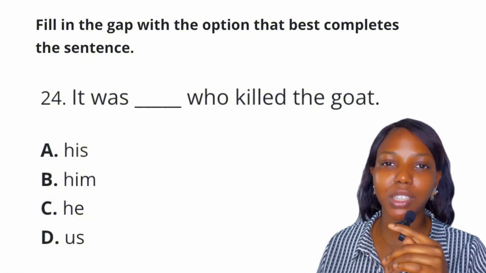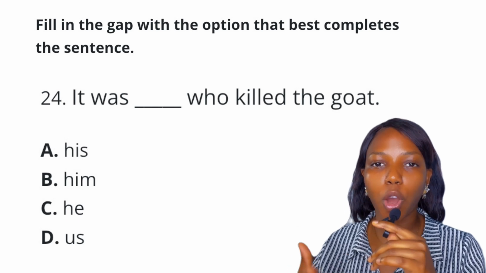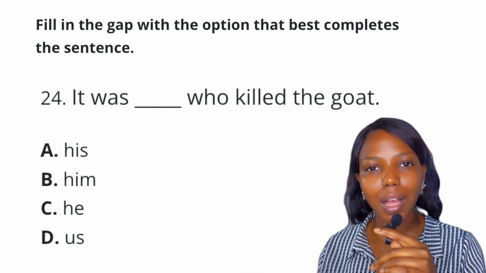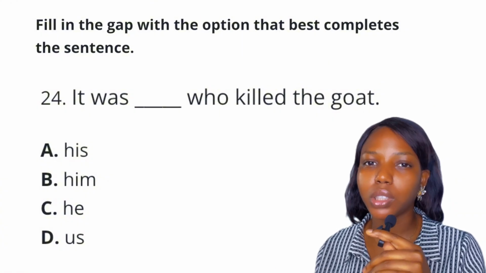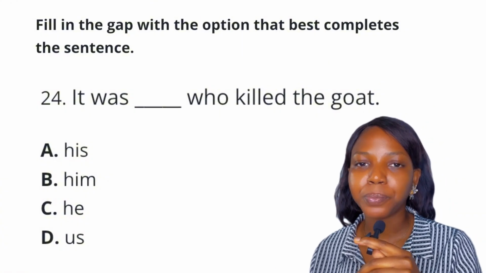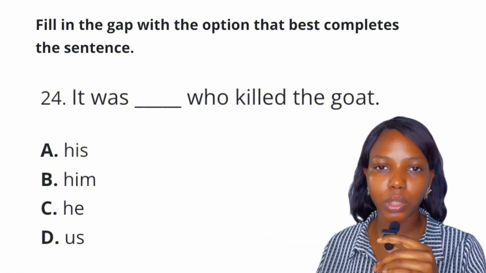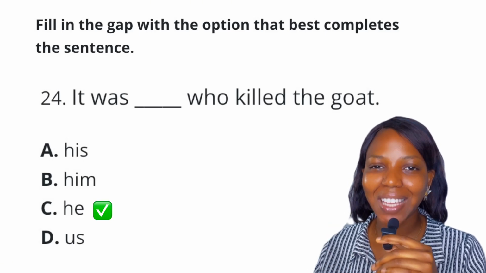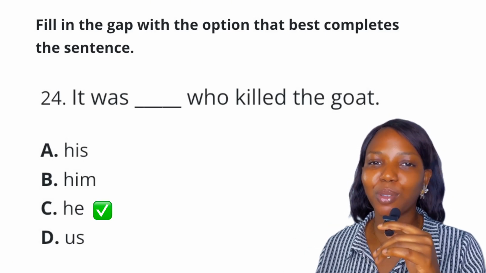Option A is a possessive pronoun. Option B, him, is an object pronoun. Option C, he, is a subject pronoun. Option D, us, is an object pronoun, but a plural object pronoun, right? We need a subject pronoun to complete the sentence, and that makes option C the final answer to this question. It was he who killed the goat.